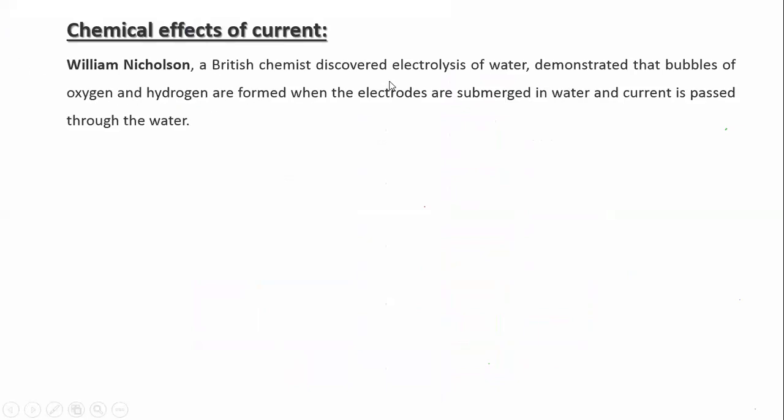Next are chemical effects of current, another important aspect. William Nicholson, a British chemist, discovered electrolysis of water, demonstrated that bubbles of oxygen and hydrogen are formed when electrodes are submerged in water and current is passed through that water. What they are saying is, he wanted to find out the chemical effects of current. What are the chemical effects that can be found when the current is flowing? Because flow of current is a complete mechanism. So he did an experiment through electrolysis of water.